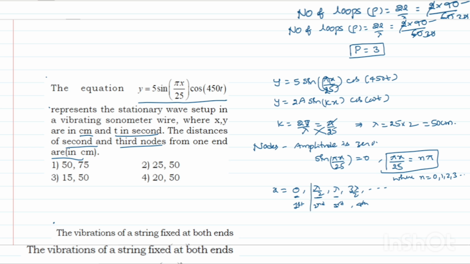They are asking for the second node point as well as the third node point. The second node will be lambda by 2. Lambda we got already as 50, so lambda by 2 is 25 centimeters. The third node is lambda, which is 50 centimeters. So the answer is 25 and 50 centimeters.